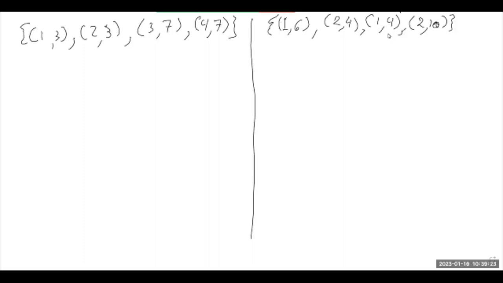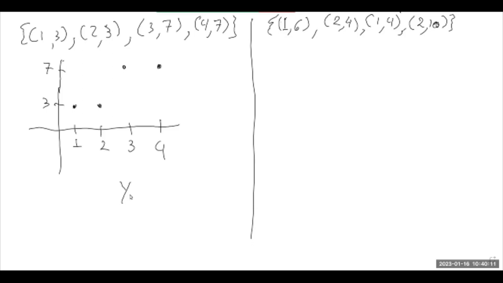So let's start with the first set, which are the points (1, 3), (2, 3), (3, 7), and (4, 7), and graph them in the xy axis. So we have the x coordinates 1, 2, 3, and 4, and the y coordinates 3 and 7. Now the points, as mentioned, are (1, 3), (2, 3), (3, 7), and (4, 7). We see here that any vertical line we can possibly draw can only pass through one point, hence this relation does represent a function. It passes the vertical line test.